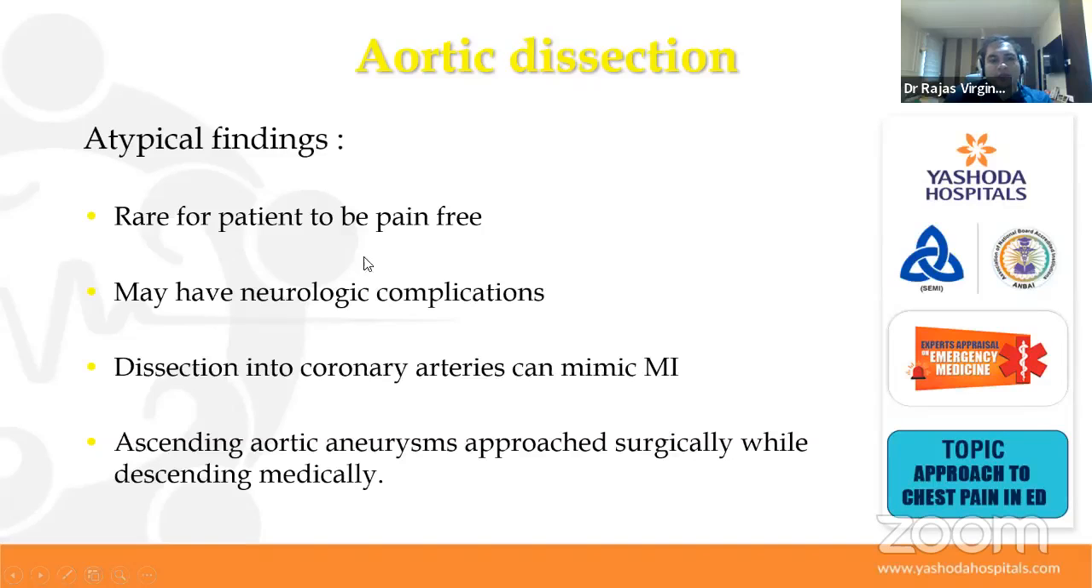So atypical findings, again very similar to the previous syndromes. It's rare for the patient to be pain-free because it is such a painful condition. Again, we talked about the neurological complications, so they might just come with a stroke. And again, it's an MI mimic if it dissects into the pulmonary artery. Generally, ascending aortic aneurysms or type A dissections are approached surgically, while descending can be stabilized medically.